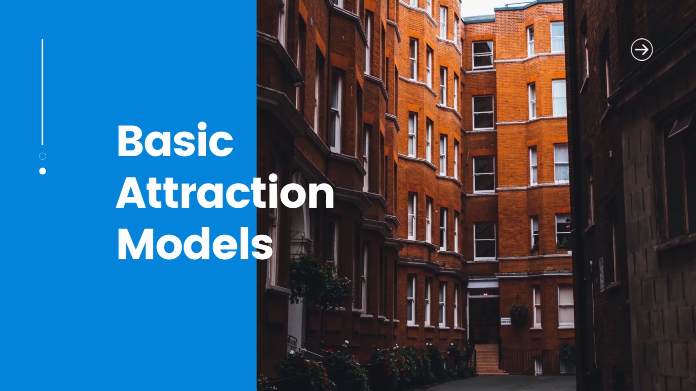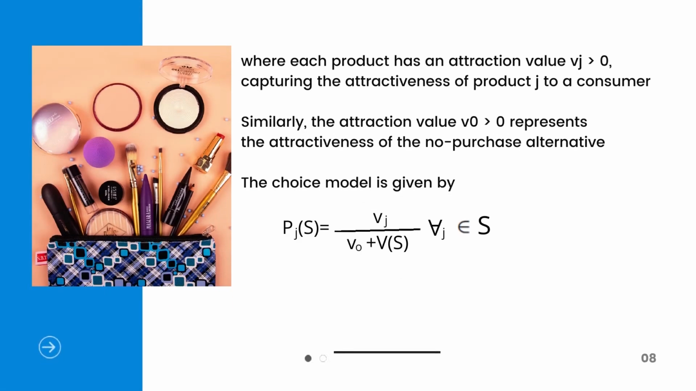It is a discrete choice model where each product j belonging to the set N has an attraction value Vj, which is greater than 0, capturing the attractiveness of the product j to a consumer. Similarly, the attraction value V0, which is greater than 0, represents the attractiveness of the no purchase alternative.